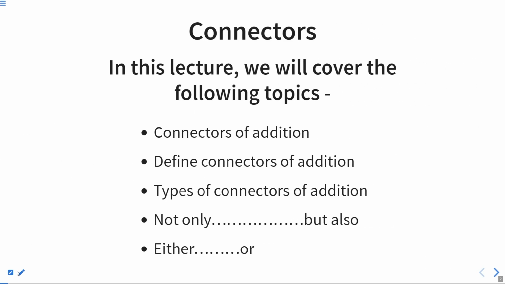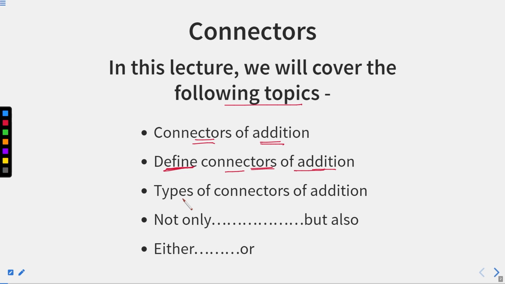Well, in this lecture, we will cover the following topics. And now, what are the topics? First of all, we'll discuss connectors of addition. It means we are going to discuss those connectors in this session which denote addition, or you can say which add something. Define connectors of addition. It means we are going to discuss the definition of connectors of addition.